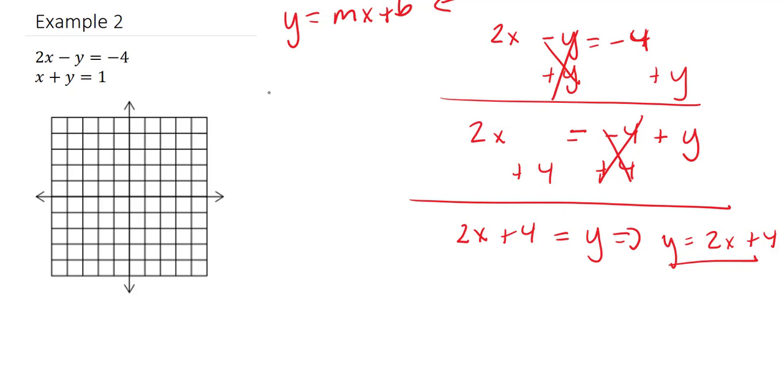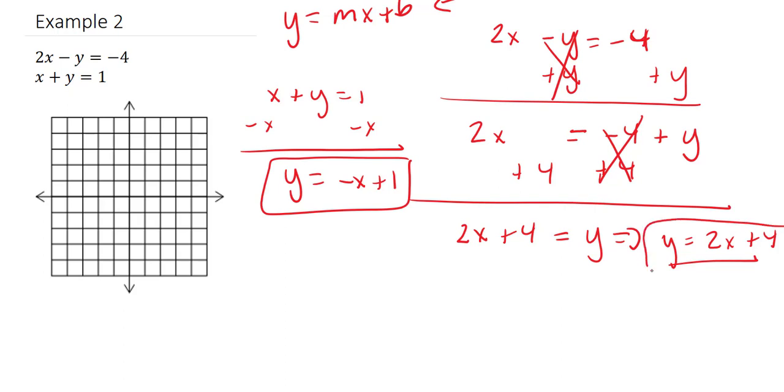Then we can see all we need to do for the second one. So we have x plus y equals 1. Let's just go minus x on both sides. So we have y equals negative x plus 1. So this is our second equation. This is our first. So now let's just go ahead and graph them.